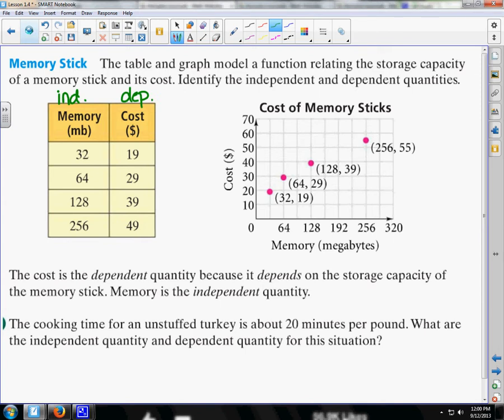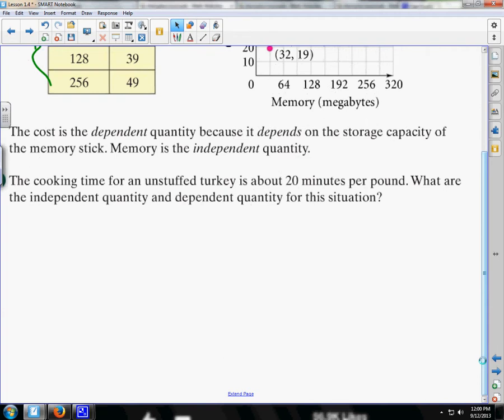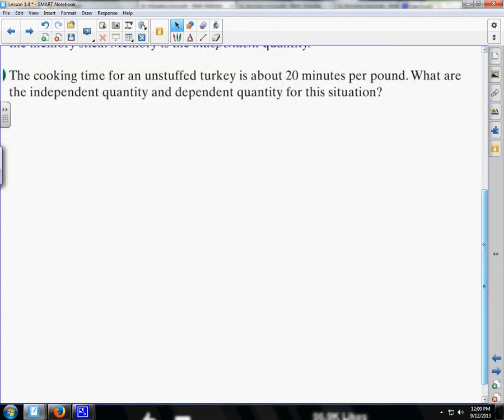So now if I pick up a 32 megabyte memory stick, the cost is $19. If it's 64, the cost is $29. So what is independent is these sizes. They don't change. And then the price changes based on the size. So try this one. The cooking time for an unstuffed turkey is about 20 minutes per pound. What are the independent quantity and the dependent quantity for this situation?